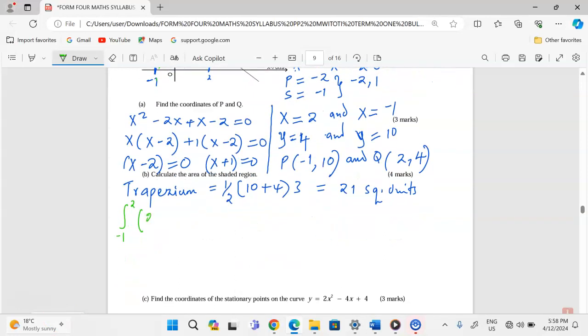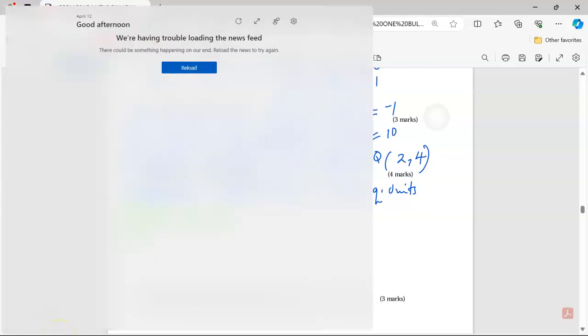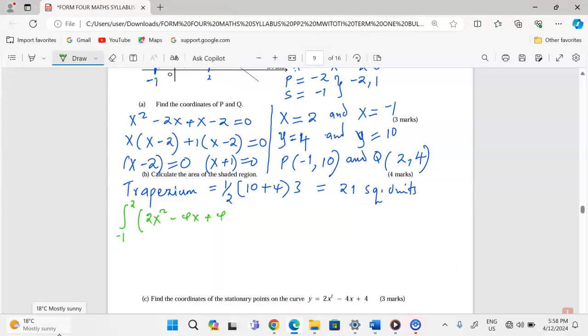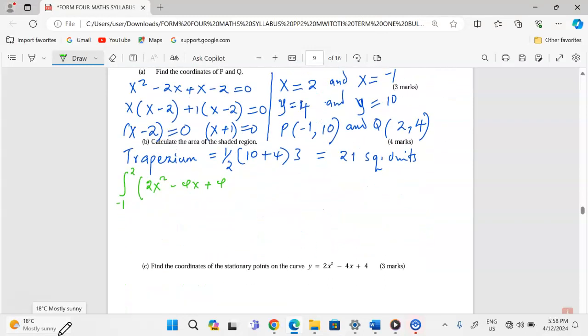2x squared minus 4x plus 4, with respect to x.